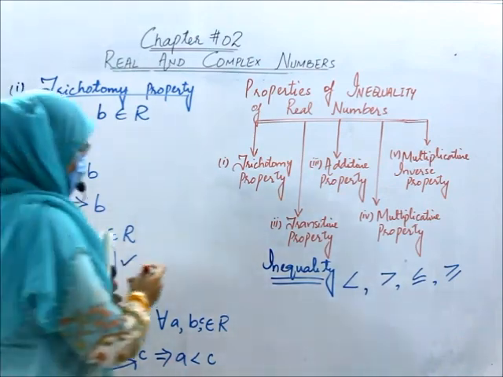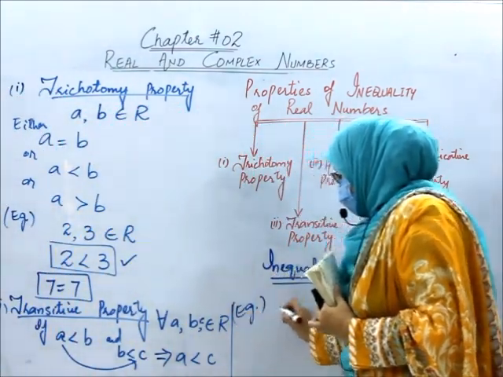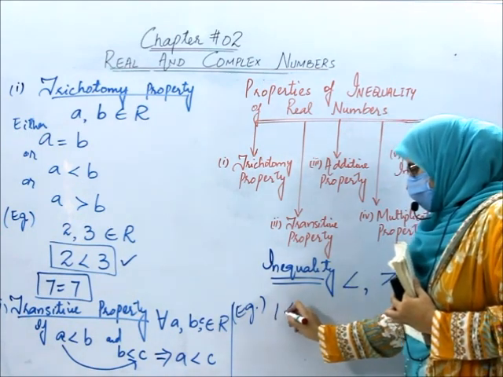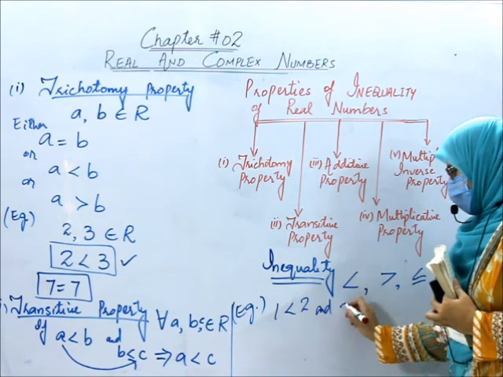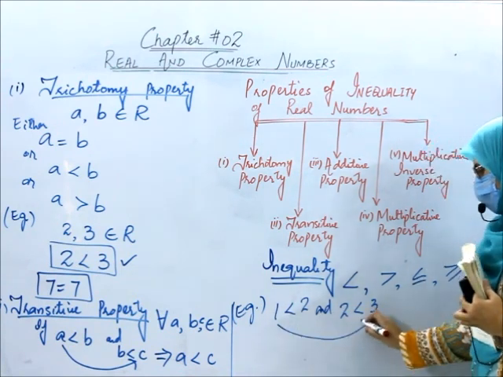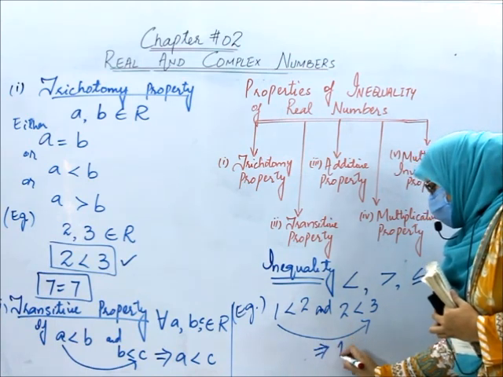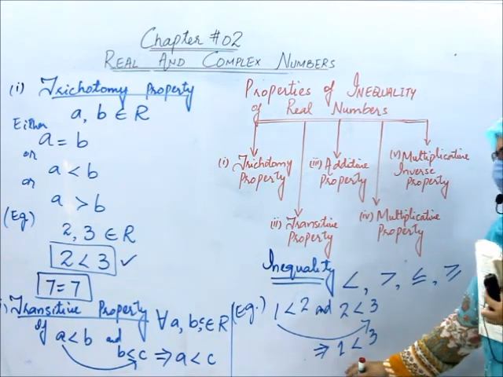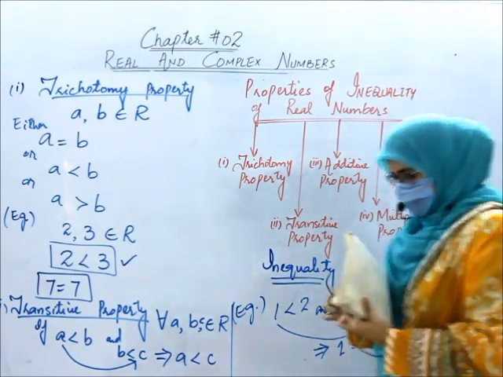For example, you can take an example over here. If you have a relation, for example, 1 is less than 2 and 2 is less than 3, can we say that 1 is also less than 3? Yes, 1 is also less than 3. This is the transitive property of the inequality of real numbers.